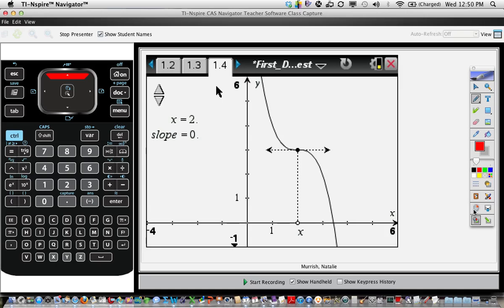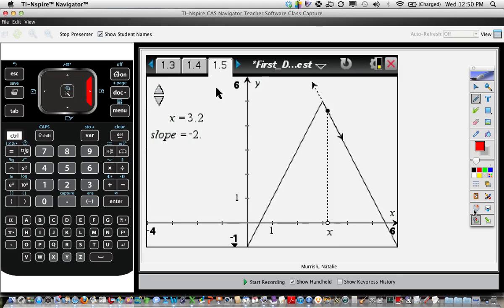All right, the last page, 1.5. Again, we have a critical point because the slope is undefined. We have a local max. Slope is positive up until that point. Slope is negative after that point. But the slope is undefined right at that point. But it is a local max. All right, turn to the back page.